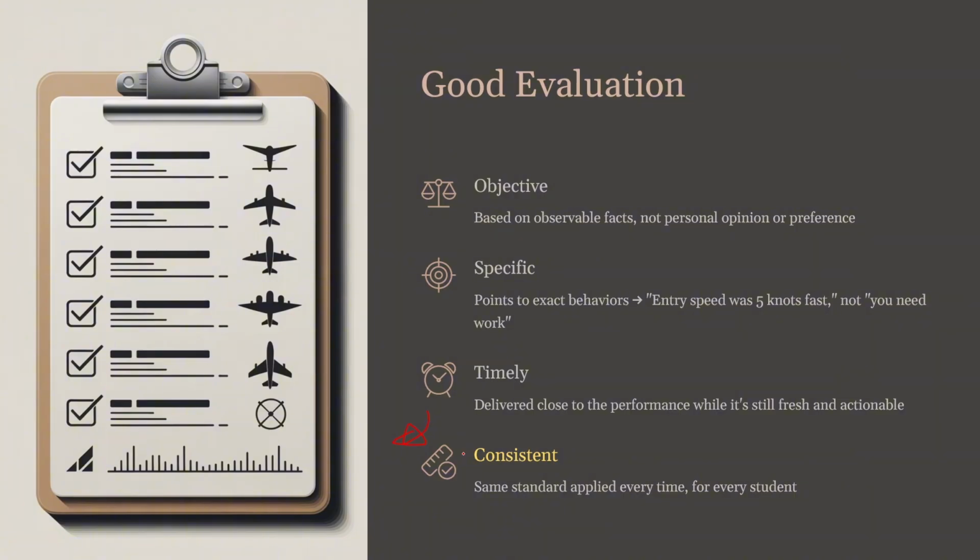For example, instead of saying that was not a very good landing, I would say your approach was stable, but your flare started a little late, which caused a firm touchdown. That version is much more useful, right? Because the student can understand both what went well and what needs improvement. So to me, a good evaluation should reduce confusion, not increase it.